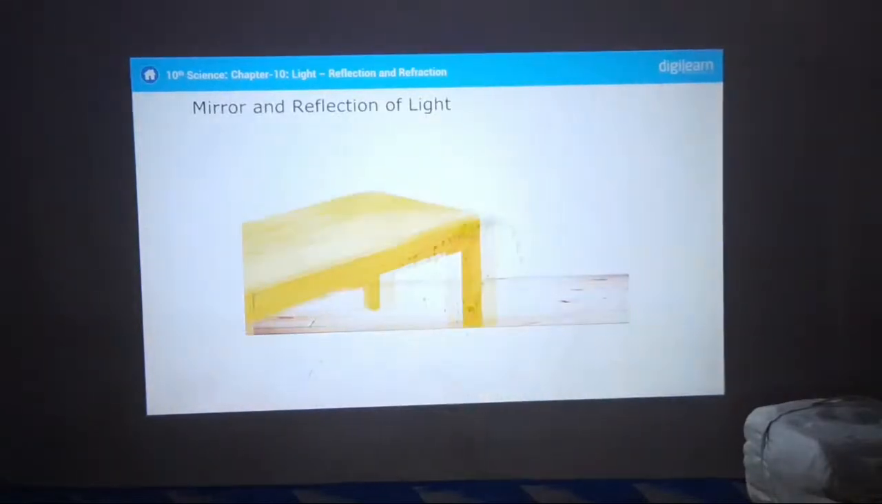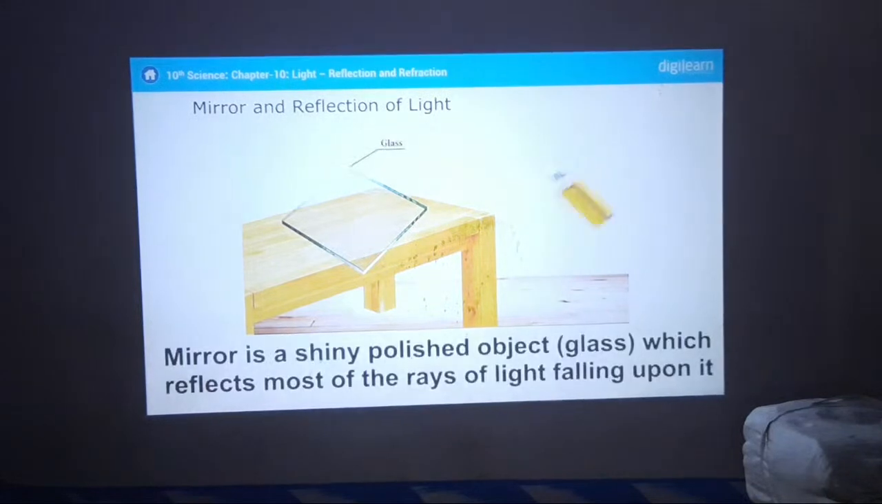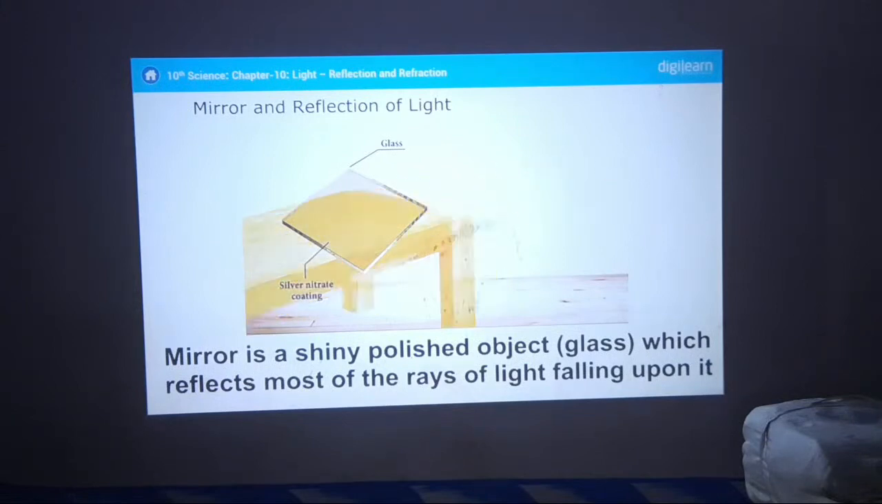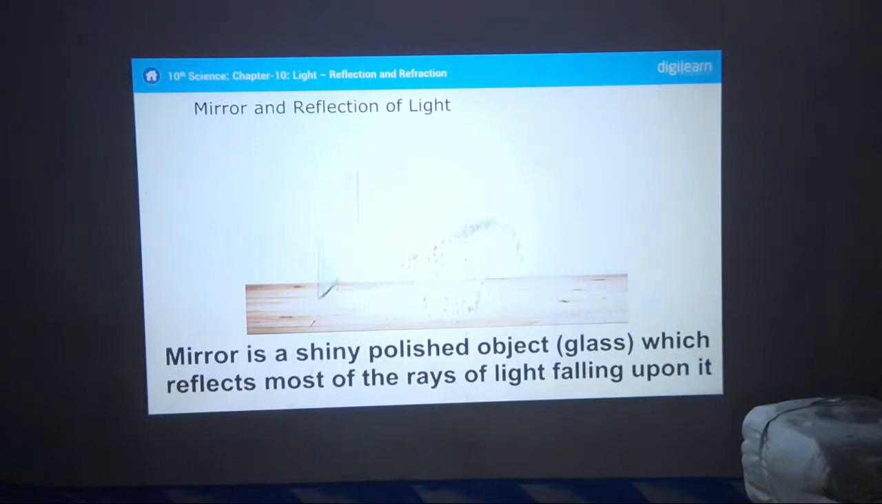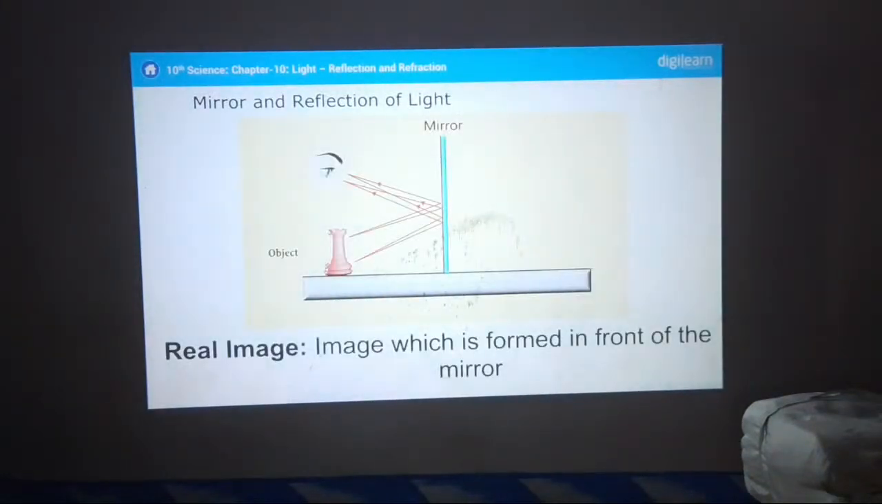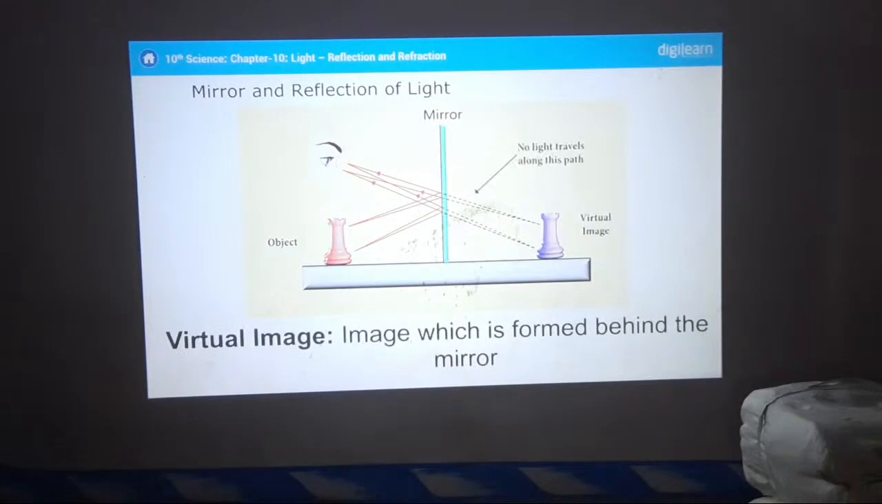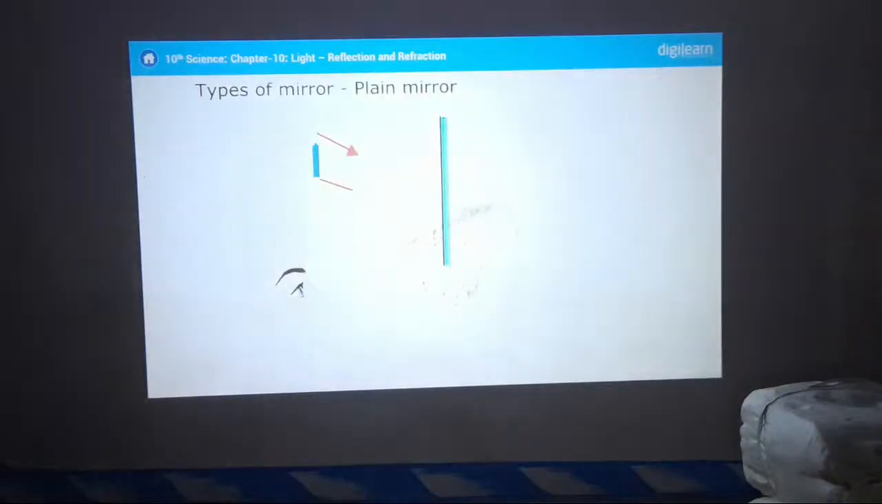Mirror and reflection of light. A mirror is a shiny polished object, glass, which reflects most of the rays of light falling upon it. One side of the mirror is polished with suitable material to make the other side reflective. Types of image formed by mirrors. Real image: an image which is formed in front of the mirror and can be obtained on a screen is called a real image. Virtual image: an image which is formed behind the mirror and cannot be obtained on a screen is called a virtual image.